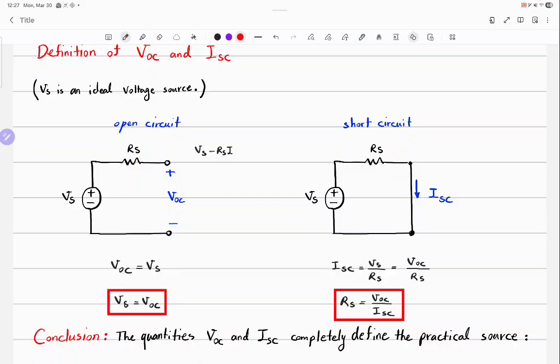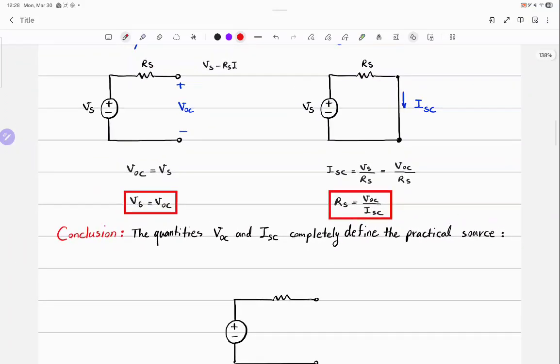One open circuit, one short circuit. The open circuit voltage will give you the ideal voltage source. The open circuit voltage divided by the short circuit current will give you the value of the internal resistance. Okay, this is how we can measure or how we can model a practical voltage source. So the quantities VOC and ISC completely define the practical source.